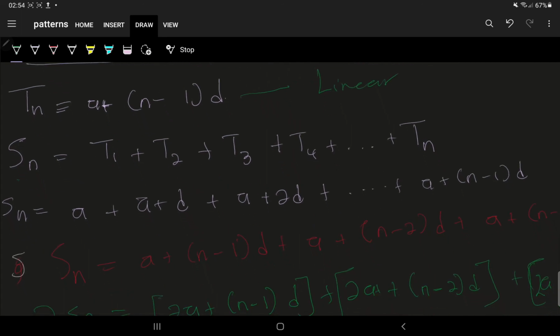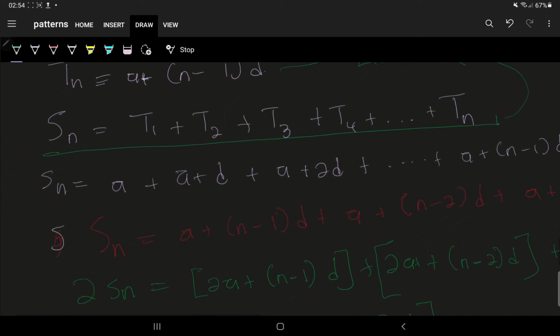Then, since arithmetic series is the sum of the terms in the linear pattern, we can just write Sn equals t1, t2, t3 from the linear pattern. In a linear pattern our first term is equal to a, and we have a constant difference between consecutive terms. Therefore, for term 2 we can just say a plus d. Then for the third term, since we add the constant difference to the second term, a plus d becomes a plus 2d.